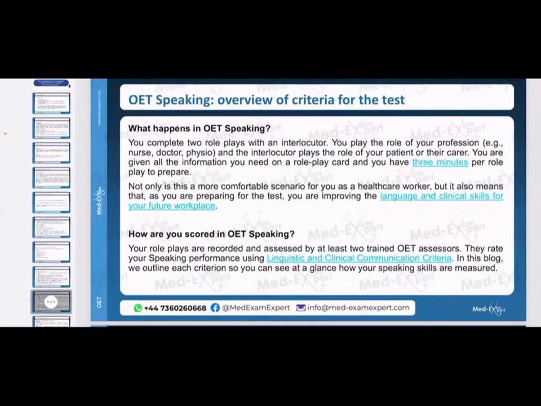For reading, you will be having 1 hour, which is 60 minutes. For writing, you must be having 45 minutes. And now there comes speaking, and you will be given 20 minutes for speaking. What happens in OET speaking?